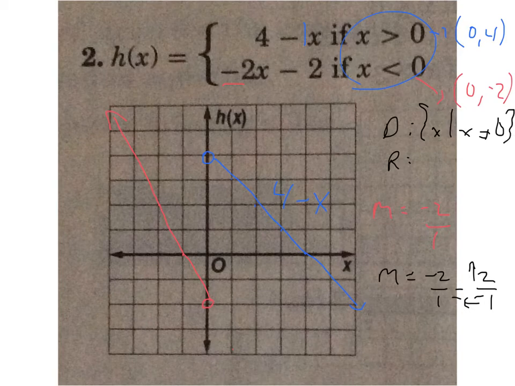Okay? As far as the range goes, if we look up and down the y-axis, the red arrow gets us really big values of y because it keeps going up. The blue arrow gets us really small values of y because it keeps going down. So I think we can say that the range is all real numbers.